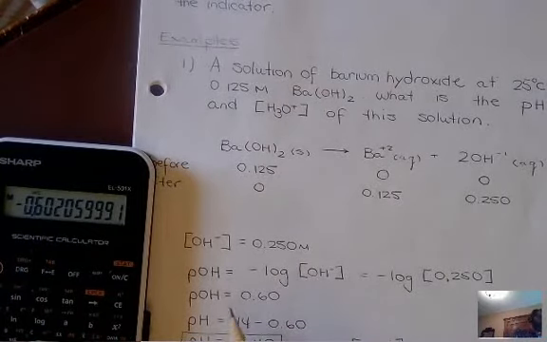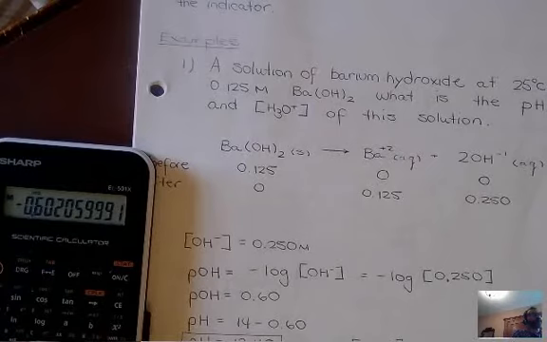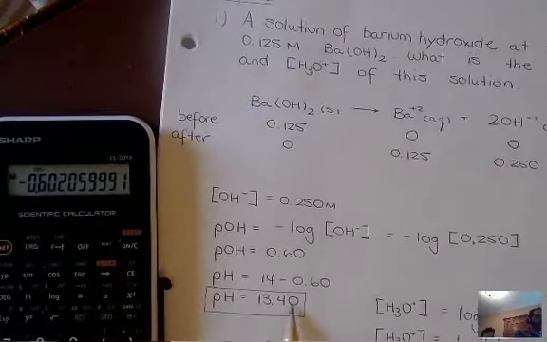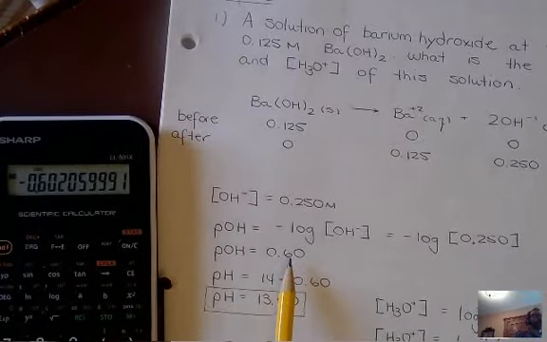Okay, well, if the pOH is 0.6, we know from this formula that pH plus pOH is always equal to 14, so the pH must be 14 minus 0.6, which is 13.4. In any aqueous solution, the pH, 13.4, plus the pOH, 0.6, has to equal 14.